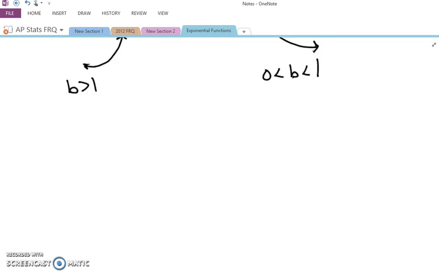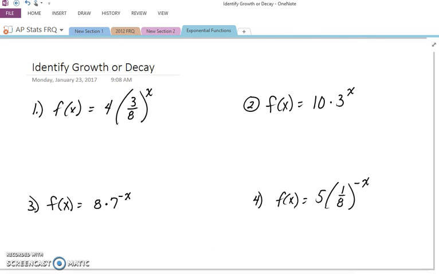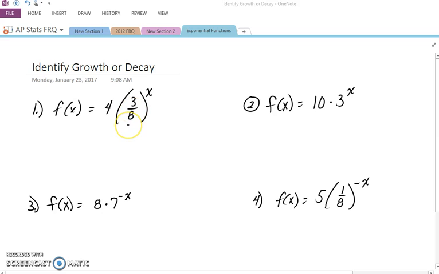So let's start up here with the first one. F of x equals 4 times 3/8 to the x power. So we want to look at this portion right here. That is our b. And we know that that value is less than 1. So this is going to be a decay function, or a decreasing function. Now if we look at number 2, that is our b. We know it's greater than 1. Therefore, this is going to be a growth function.